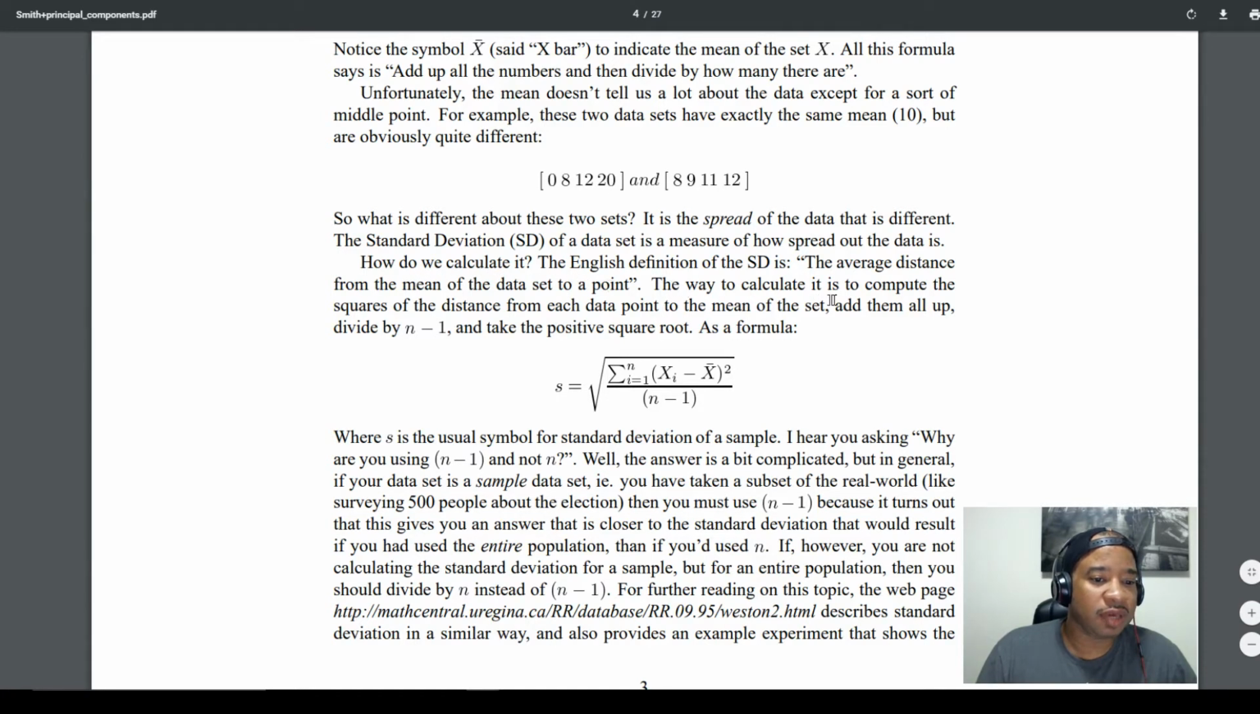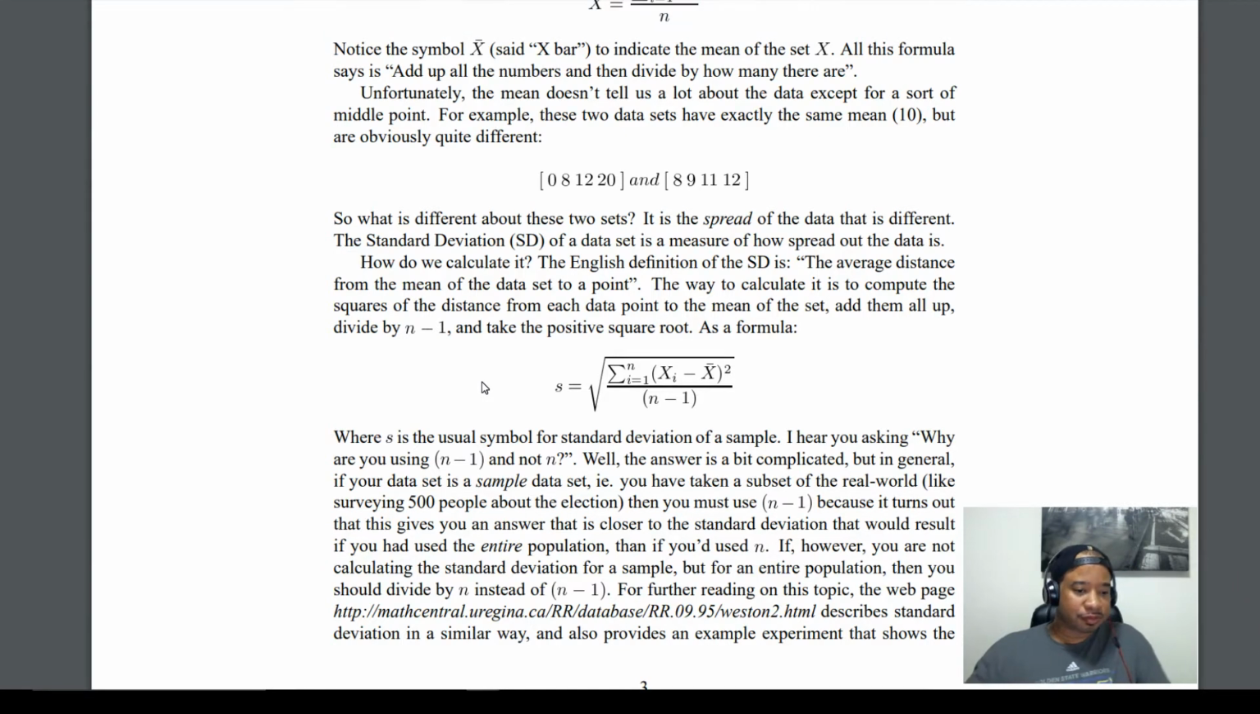The way to calculate it is to compute the squares of the distance from each data point to the mean of the set, add them all up and divide by n minus 1, and take the positive square root. Because it is a sample, we do have to divide by n minus 1. That's considered a degree of freedom.